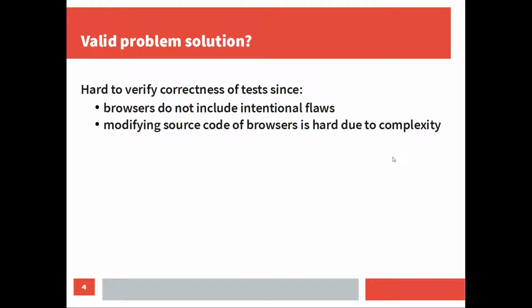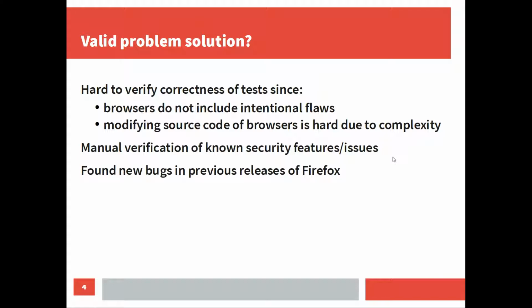The authors do admit that it is hard to verify that all the tests are correctly implemented, because browsers that are deployed do not typically contain intentional flaws, which means that if the test passes on all browsers, it might also mean that the test is falsely implemented. A way to circumvent this is to take an open source browser and modify its source code to fail tests on purpose, but the complexity of browsers makes this difficult. Instead, they look at known security features and issues and manually verify that these tests are accurate. During the project, they managed to find bugs in previous versions of Firefox, and by contacting Mozilla, help correct these.